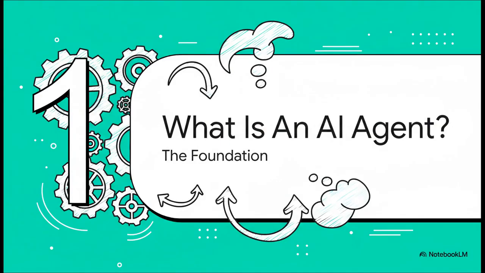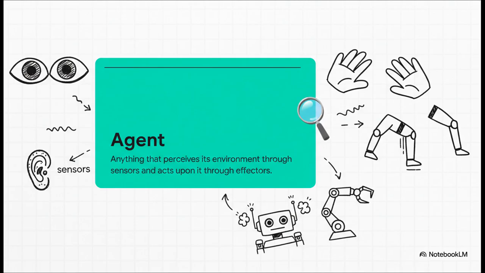Before we can really get into the whole AI part of this, we've got to understand the agent part. So what exactly is an agent? The core idea is actually pretty simple. An agent is really just anything that can perceive its environment, see what's going on around it using sensors, and then act on that environment using what we call effectors or actuators. For us humans, our eyes and ears are the sensors, and our hands and legs are our effectors. For a robot, it's just cameras and motors. It's the same basic concept.